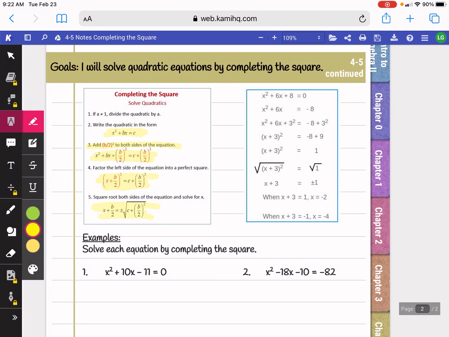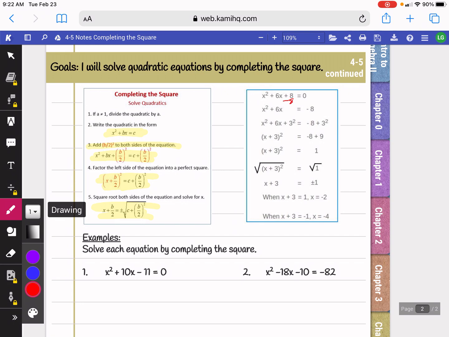Here on the right, I have an example of what this looks like. So you see on that first step, they got rid of the plus 8, so they did minus 8 to both sides. And then from there, they took that 6 divided by 2. So we took our 6, our b, and they said, okay, 6 divided by 2 is 3. And they squared that, adding it to both sides, because what you do to one side of an equation, you have to do to the other. Then they rewrote it as a square of a binomial. Here they just simplified, and then again, we're just simplifying.